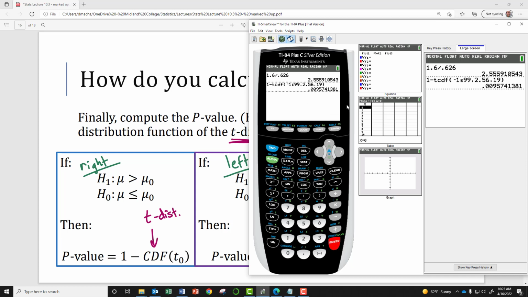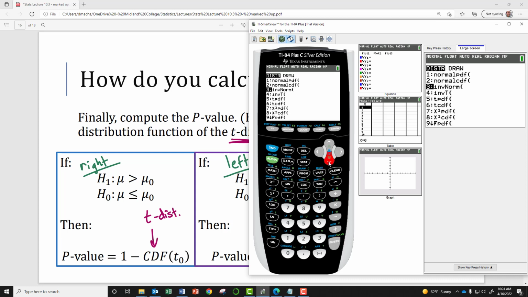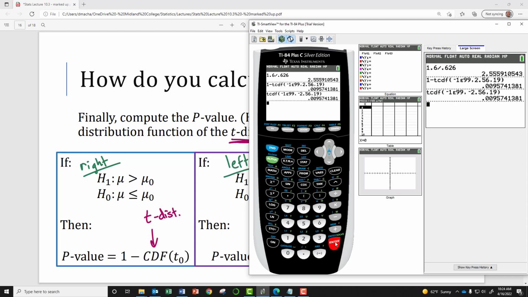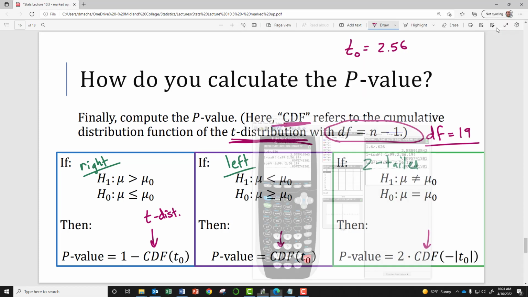0.00957. I mentioned this in the previous video, but since the t distribution is symmetric, rather than doing 1 minus the CDF of t naught, another thing you could do is you could simply take the t distribution CDF, and instead of putting in 2.56, we could put in negative 2.56, and it would give us the same answer. Again, if that's confusing to you, leave it alone. Don't worry about it. But anyways, the value we're getting back represents my p-value, and that's going to be 0.00957.